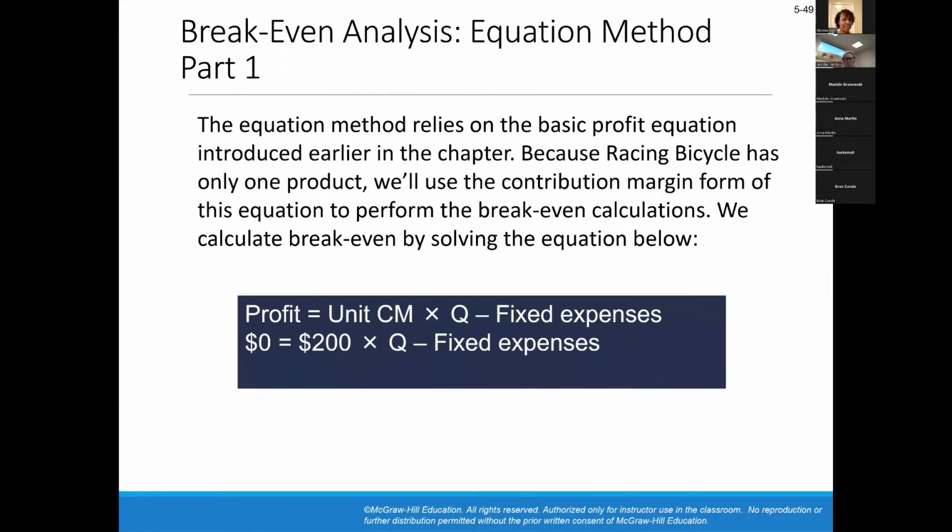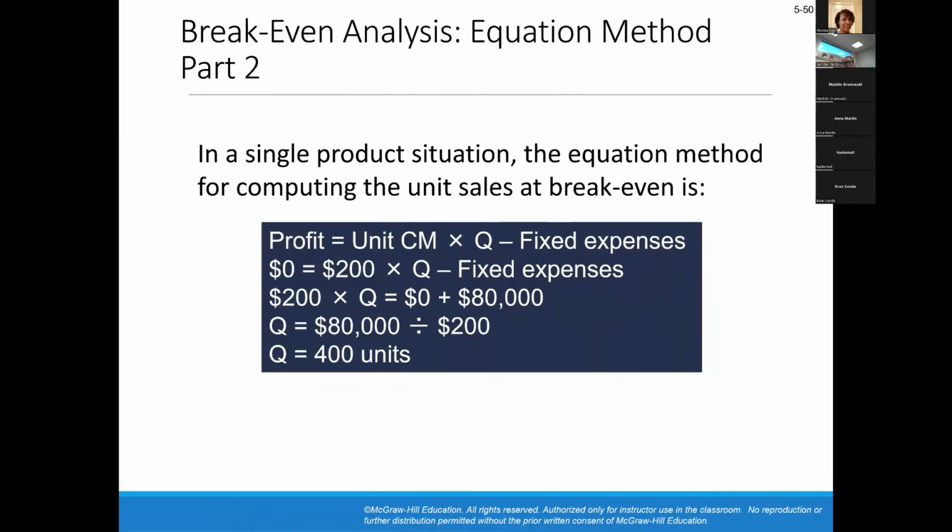Okay, so we can write it out. We have profit equals unit contribution margin times quantity minus the fixed expense. So when we put the numbers in for the profit, because it's a break even, you would put 0. And that way, you know that, okay, I'm not making anything, I'm just covering the cost. What is it going to cost for the quantity, and what is it going to cost for that fixed expense? And then I can calculate out what my break even point is going to be.